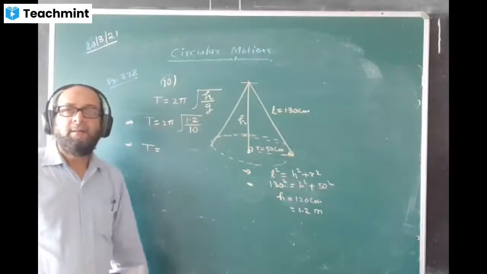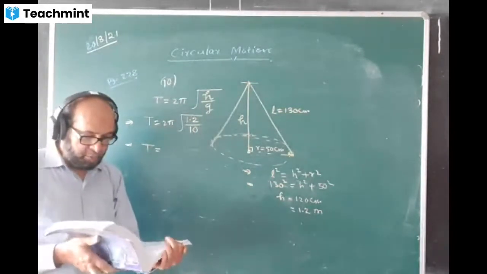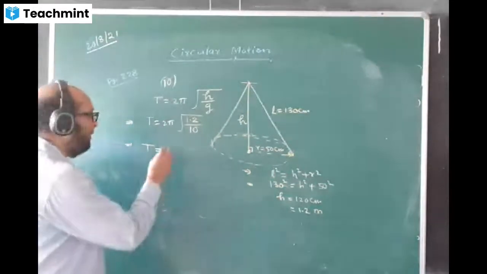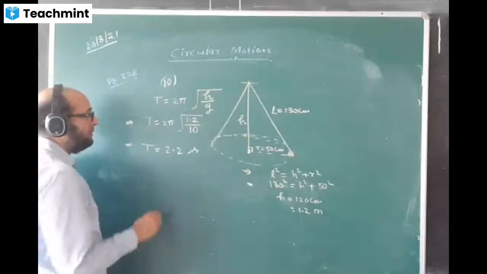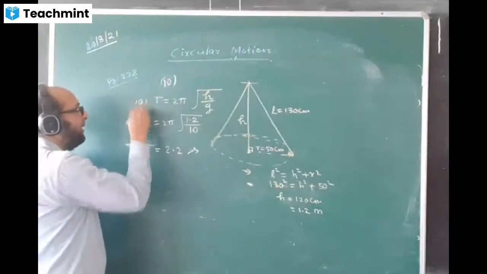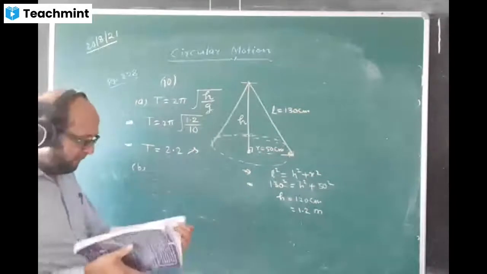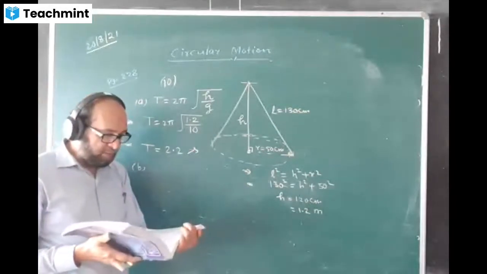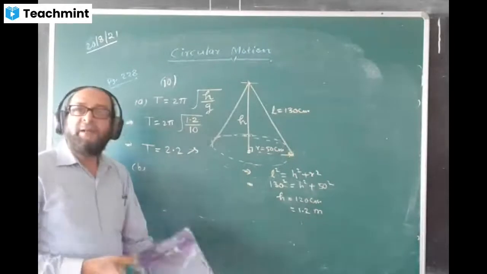You are not finding. The answer will come according to the book: 2.2 seconds is the answer. This is for part A and part B. We'll be doing the second part of the question. The mass of the sphere is given as 200 grams, and now you have to find the tension.